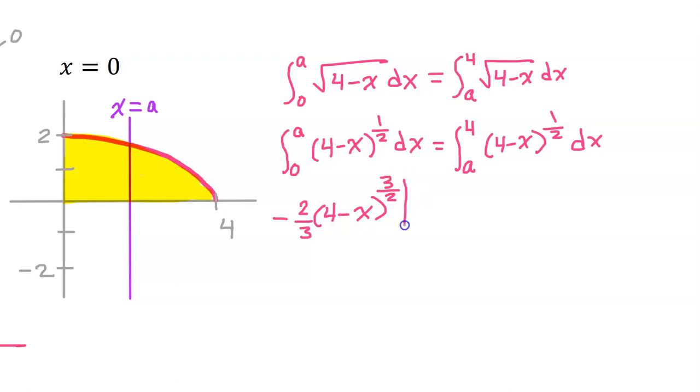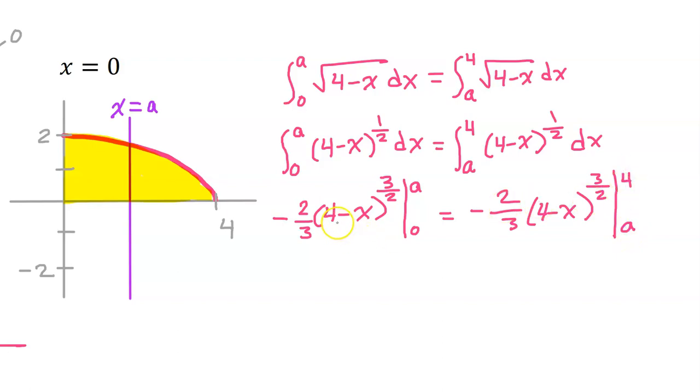So we will have to evaluate this from 0 to a, the limits of integration. Doing the same thing on the right, we will get the exact same expression, negative 2/3 times 4 minus x to the 3/2 power. But this time, we will be evaluating from a to 4.